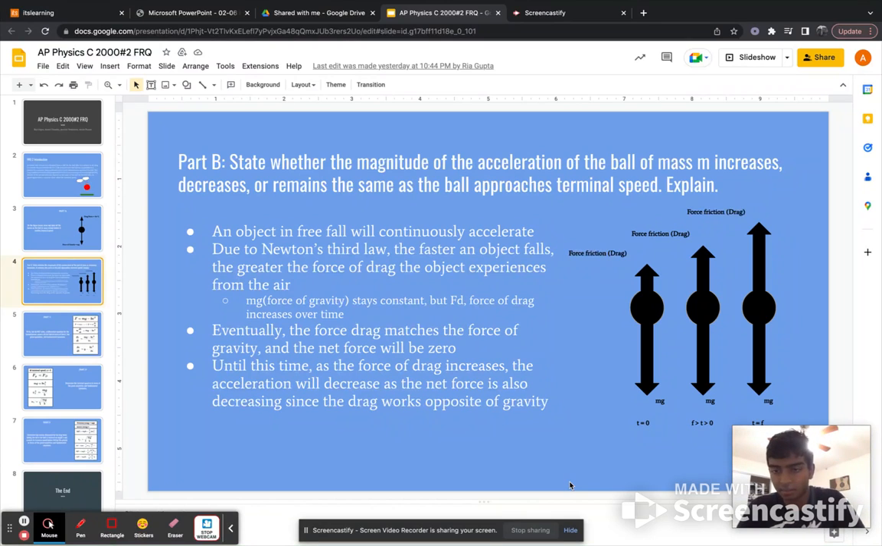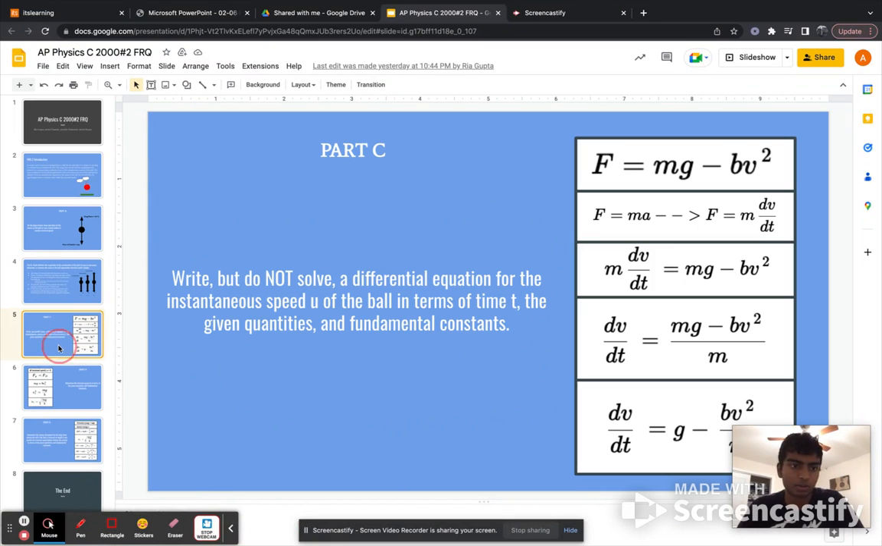But as time passes and we get closer to terminal velocity, we notice that the drag force becomes bigger. And at terminal velocity, the drag force cancels out with mg, so the acceleration is zero. The sum of the forces is zero. The net force is zero. So as time increases and the ball gets closer to terminal velocity, the magnitude of acceleration decreases since the forces cancel out each other. Okay, let's move on to part C.